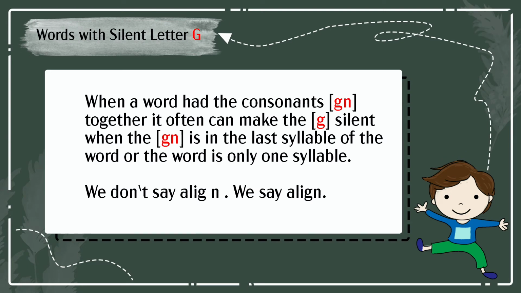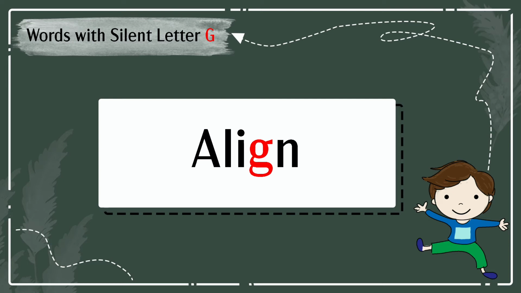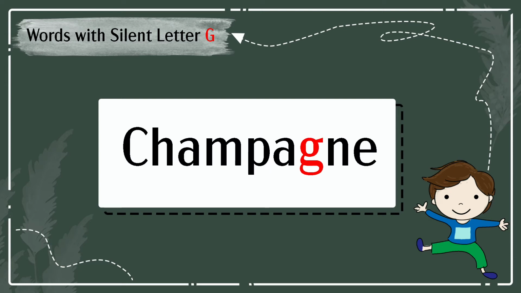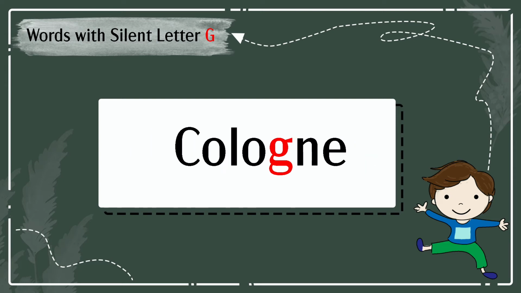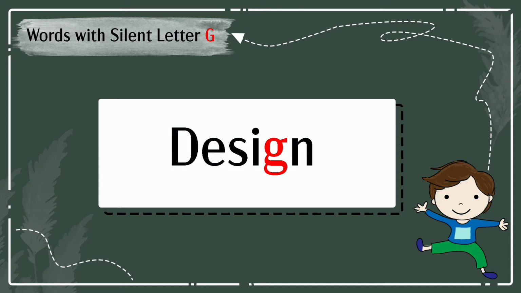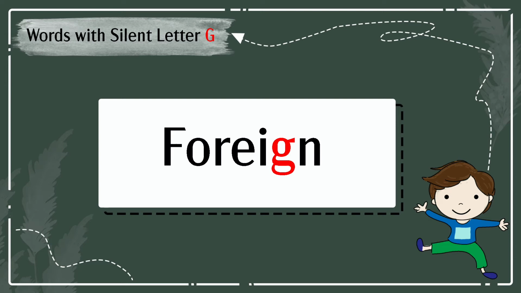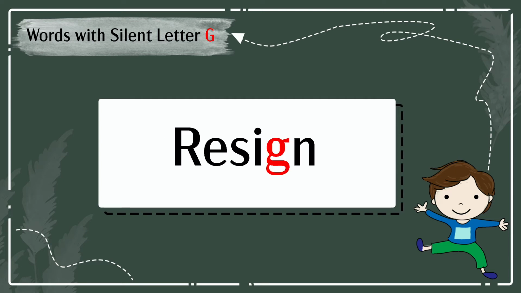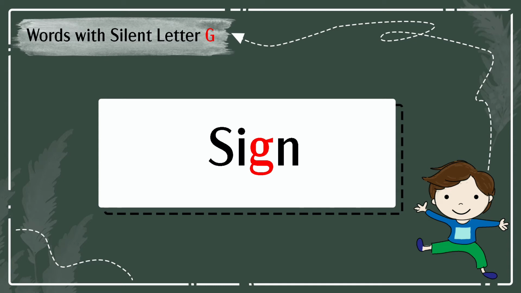Words with silent G. When a word has the consonants G and N together, it often can make the G silent when the GN is in the last syllable of the word or the word is only one syllable. We don't say align with a G sound, we say align. Align. Assign. Champagne. Cologne. Design. Foreign. Gnome. Resign. Sign.